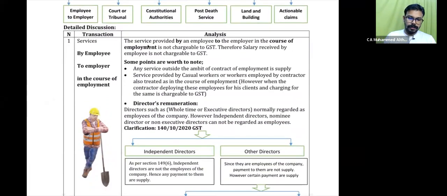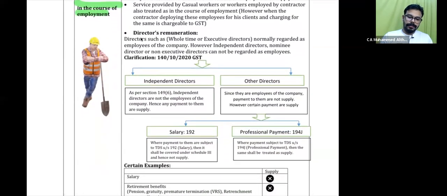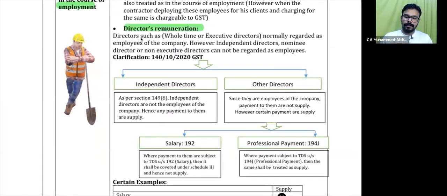First of all, you have to know about directors. In Schedule 3, we have something called services by an employee to the employer in the course of employment. That simply means there is no GST on salary. So my first doubt is whether a director is an employee of a company. You can type the answer in the chat box also. Tell me, everyone, whether directors are employees.